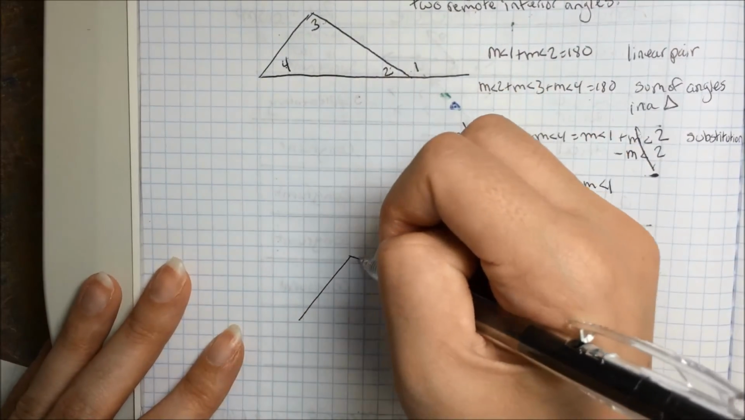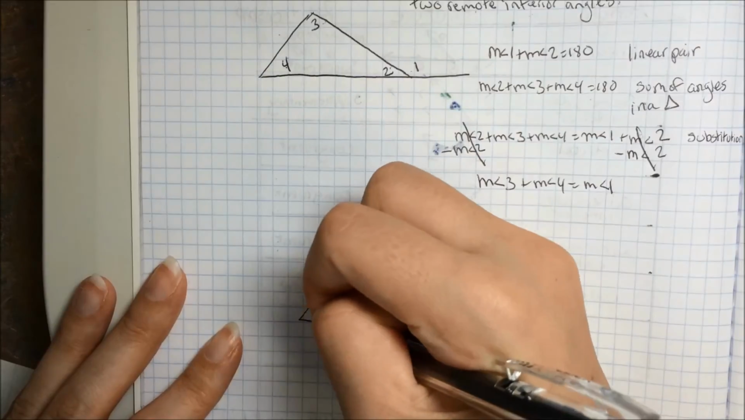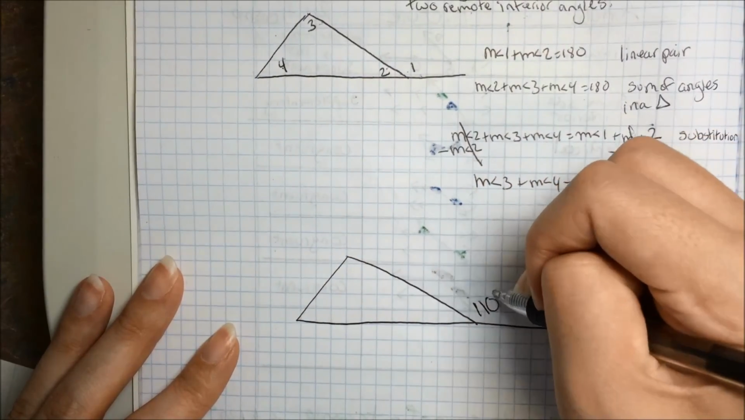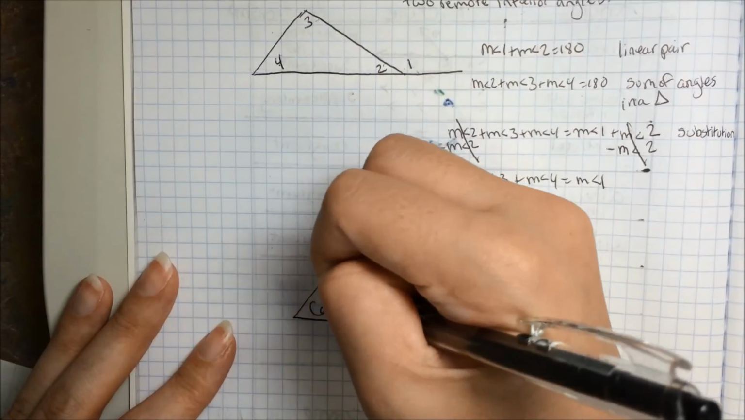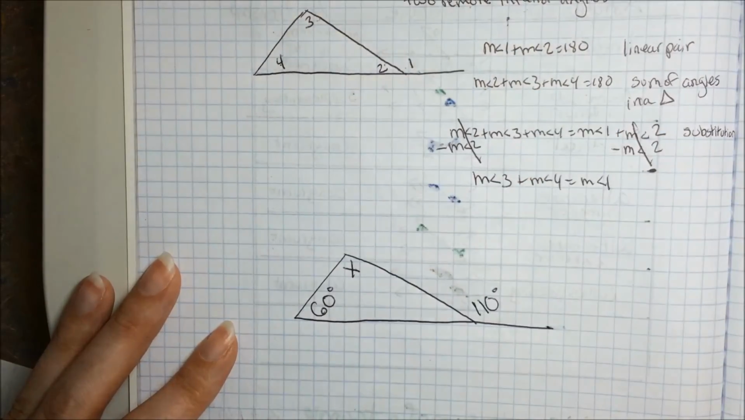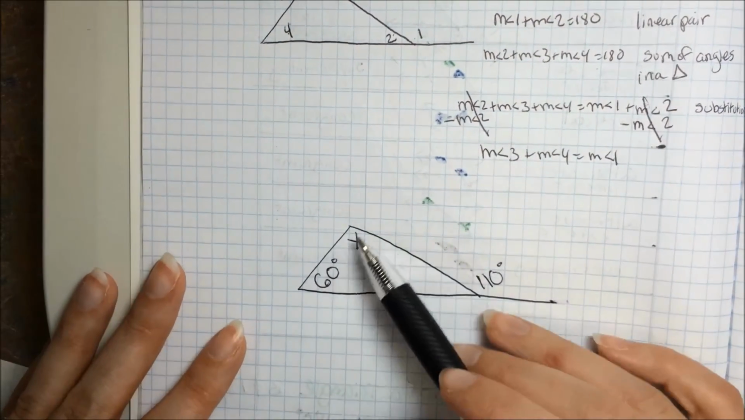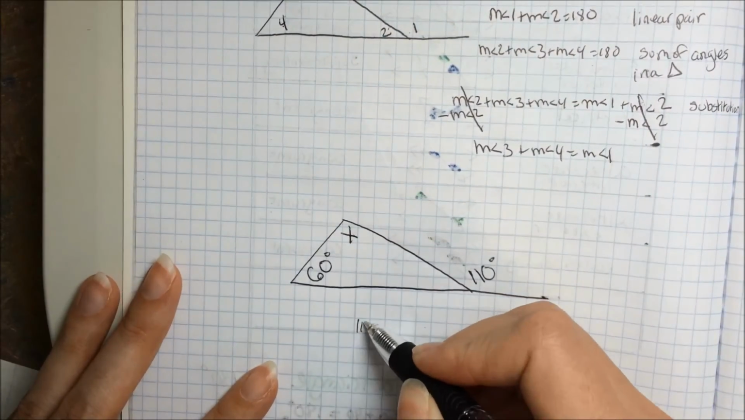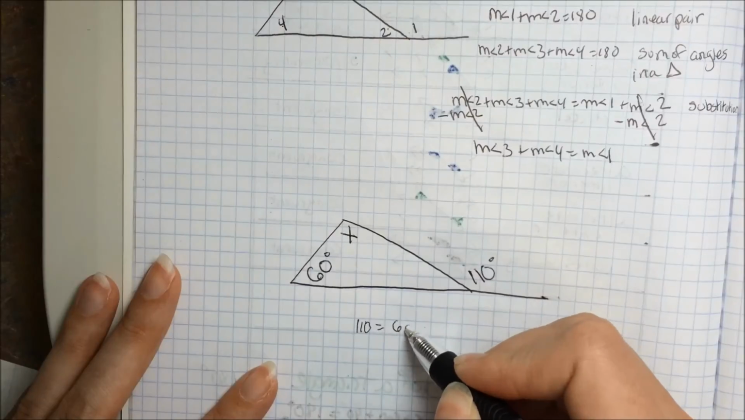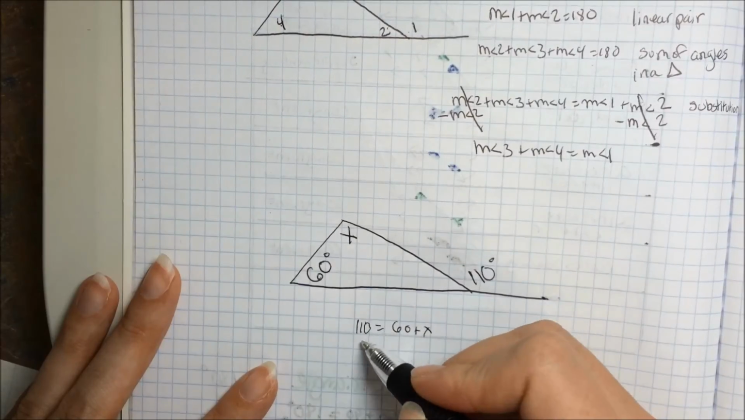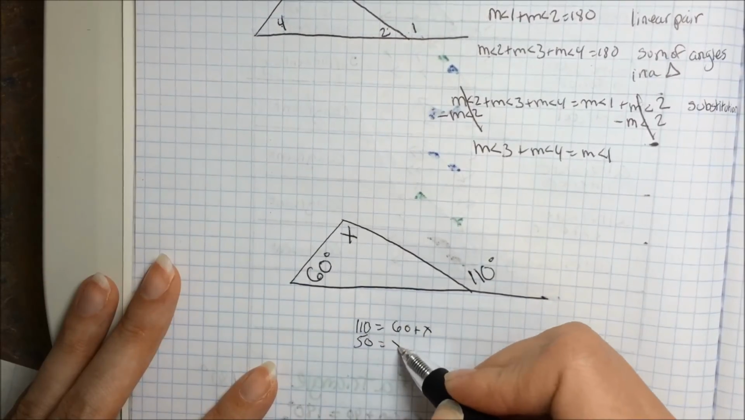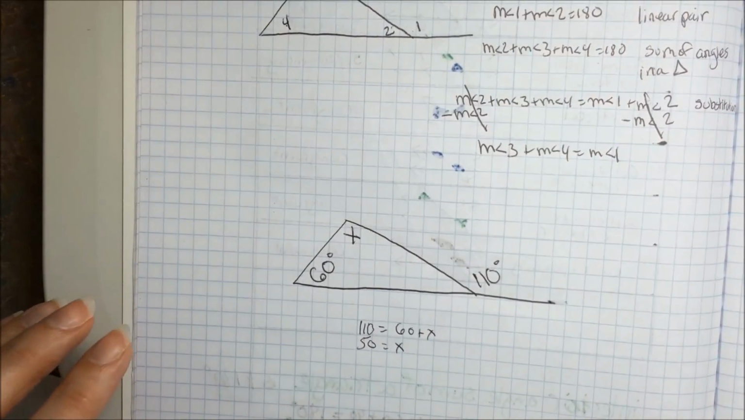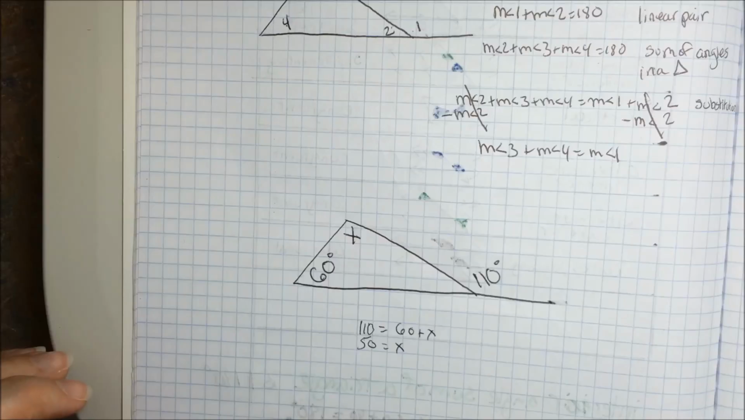Well, let's say I had this nice triangle. I knew this was 110 degrees. I knew this was 60 degrees. If this was x degrees, and I wanted to find the measure of this angle, I'd simply take 110 and set it equal to 60 plus x. So x is 50. It's a nice, neat, fast little way of figuring out the value of an angle of a triangle.